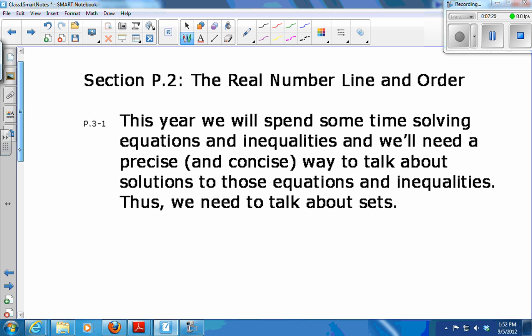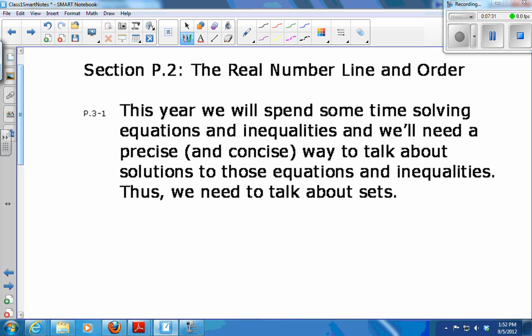Okay, so we're going to move on to section P2, the real number line and order. And I just want to point out these little numbers, P.3-1, they should really be P.2s because we're in P2 and I messed it up, sorry. But yeah, it's not that big a deal.